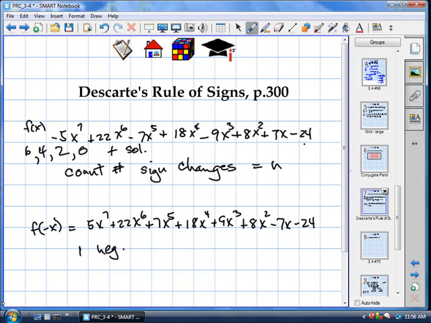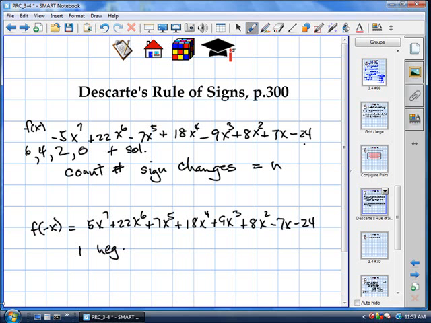Here's how this works. You write your polynomial down, and you literally count how many changes in sign there are from term to term. For example, let's look at this one. From here to here, we have one sign change because we went from a negative to a positive. So 1, another sign change, 2, another sign change, 3, another one, 4, another one, 5, and we have another one on the end, 6. Did I count right?